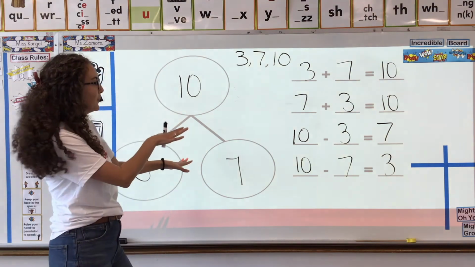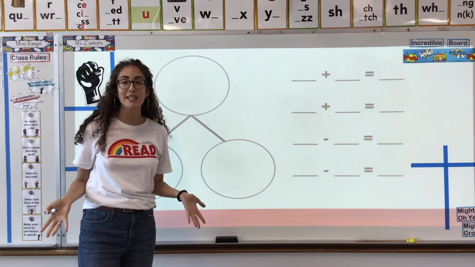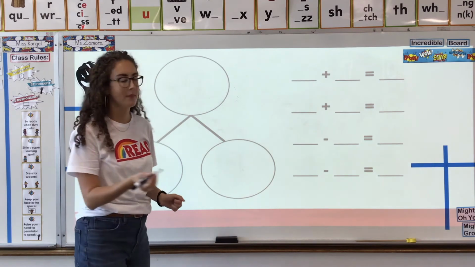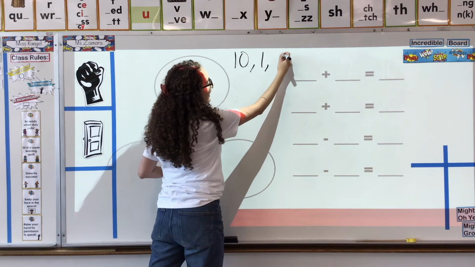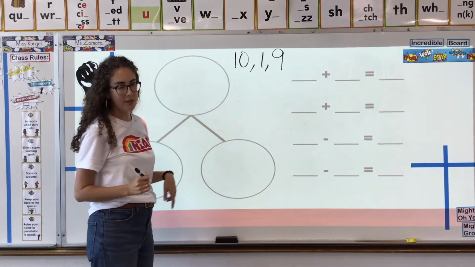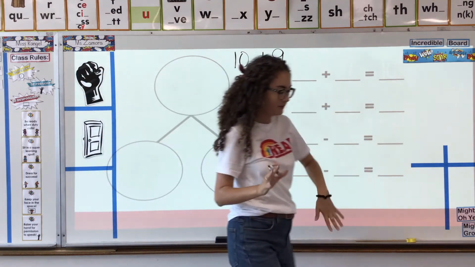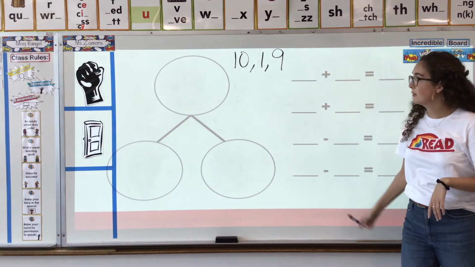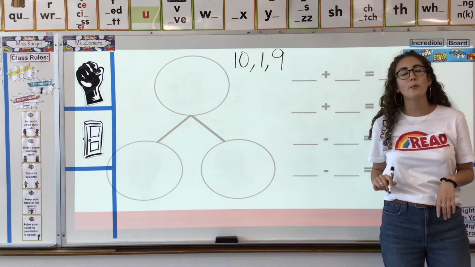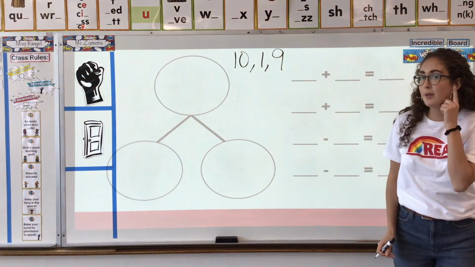Okay, here we go. All right, our board is all cleared and we're ready to try one last one together. So this next fact family is going to have these three numbers, 10, 1, and 9. So let me see. Can you tell me what would be the first addition sentence? Can you name it for me?